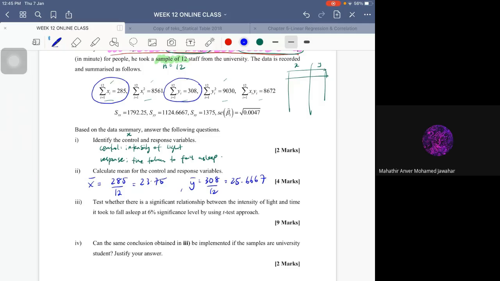Remember, when you do your calculation, please make sure that it is taken in 4 decimal places. Unless for this case, it only stops at 23.75. That's it. But if you have something like 0.666667, take 4 decimal places.